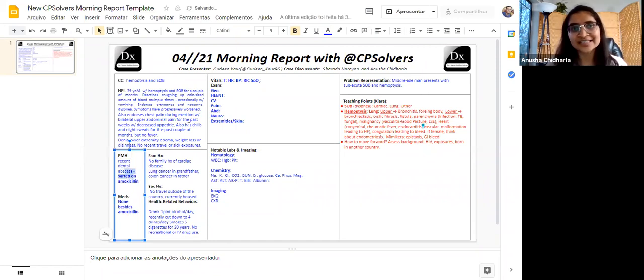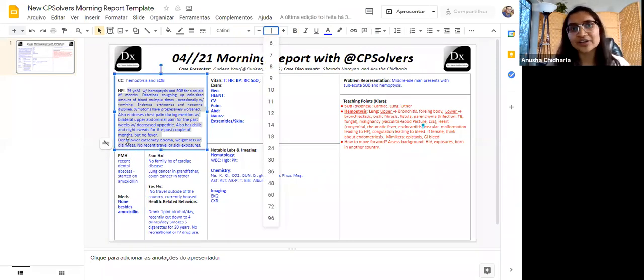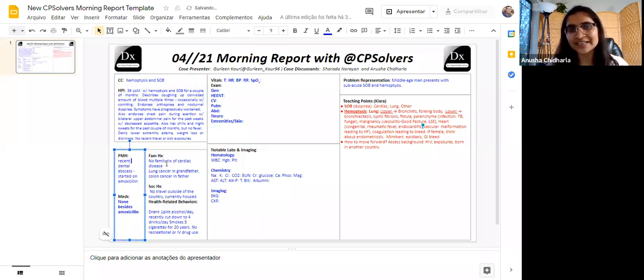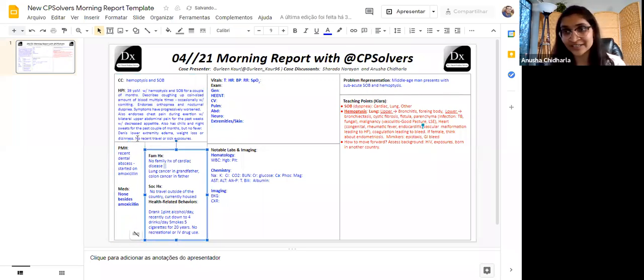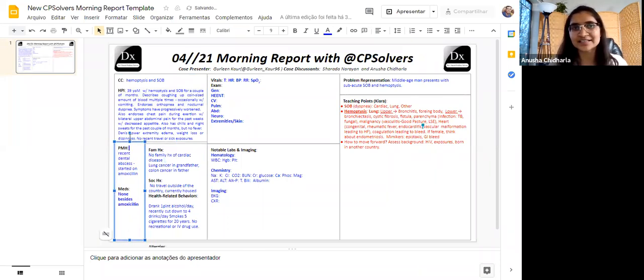So he has chills, night sweats, and decreased appetite, which makes me think of systemic symptoms. So he's having some signs of systemic constitutional symptoms, basically. And this has been going on for the past couple of months, which makes us think this might be an indolent infection, or some indolent process going on over the last few months. So it's a subacute process that's been going on for the last few months.